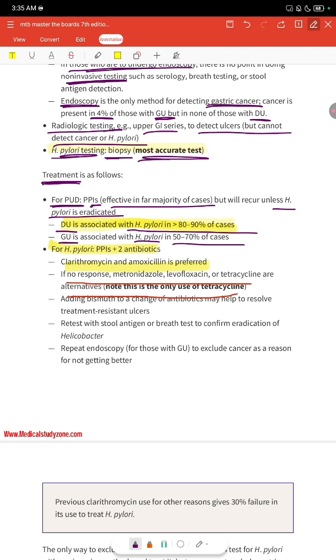For H. pylori, you have to give triple therapy. So, PPIs plus 2 antibiotics. As far as the 2 antibiotics are concerned, clarithromycin and amoxicillin are preferred. If no response, metronidazole, levofloxacin, or tetracycline are alternatives. Note, this is the only use of tetracycline.